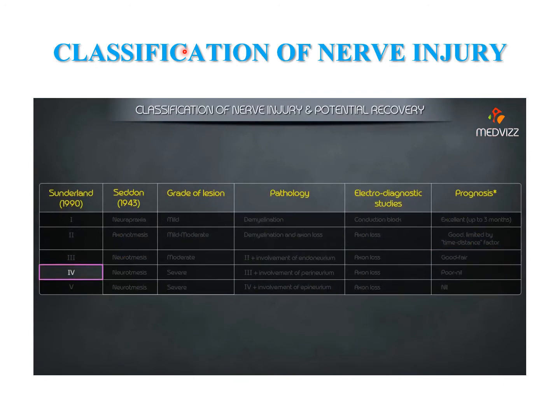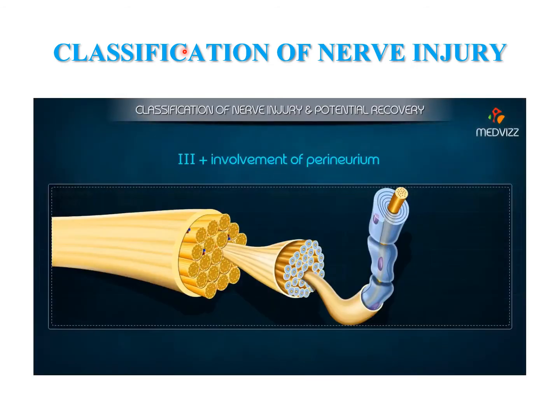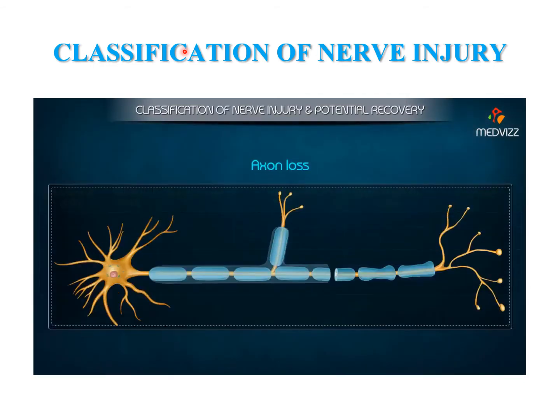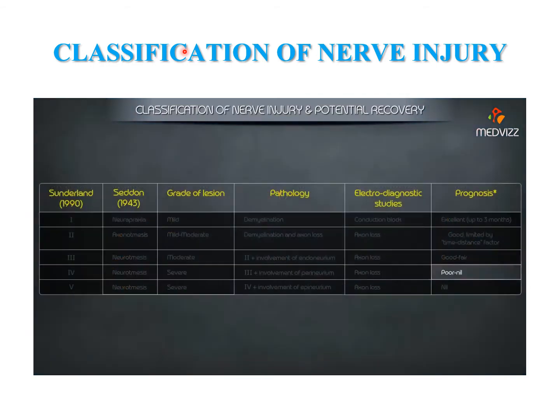Grade 4 of Sunderland classification corresponds to neurotmesis of the Seddon classification. The grade of lesion is severe. The pathology is grade 3 plus involvement of the perineurium. Electrodiagnostic studies show axon loss. Prognosis is poor to nil.